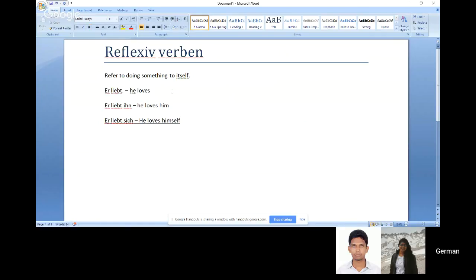Here it is just nominative case. He loves. There's no object over here. In this, we are adding an accusative object or accusative personal pronoun ihn. He loves him. And in the next sentence, er liebt sich, he loves himself. This is a reflexive verb used as a sentence. And the pronoun you can say over here is sich.